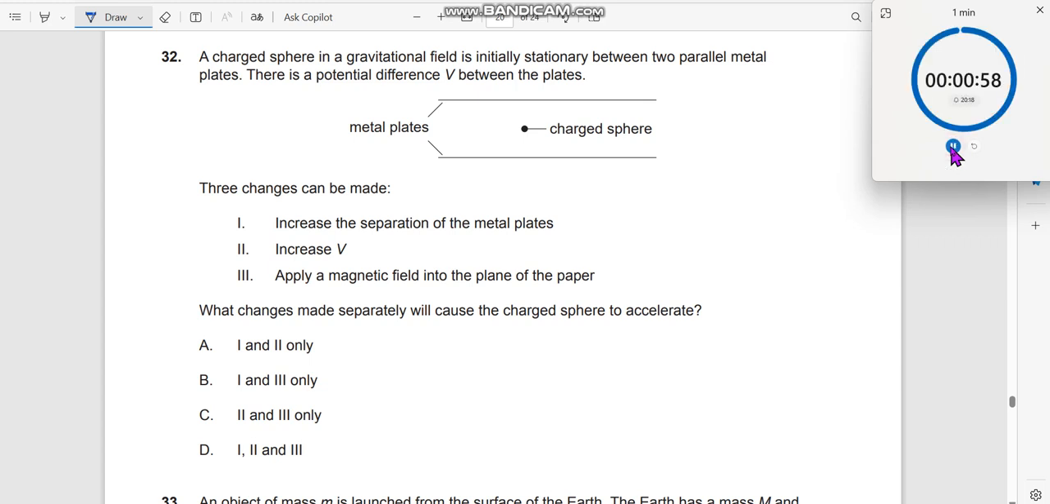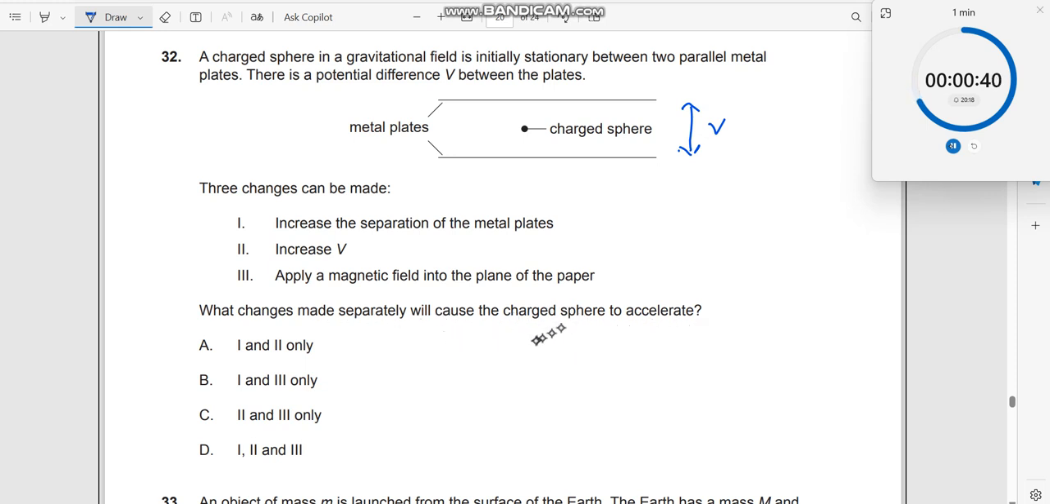Question number 32. A charged sphere in a gravitational field is initially stationary between two metal plates, charged plates. There is a potential difference V between the plates. Which changes, made separately, will cause the charged sphere to accelerate? That means, which one will accelerate?